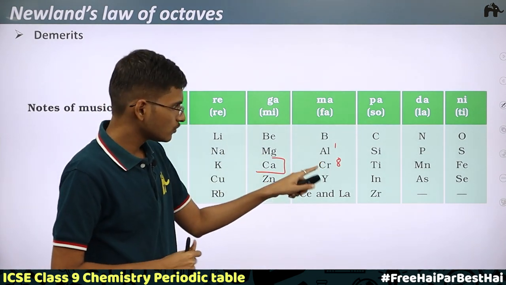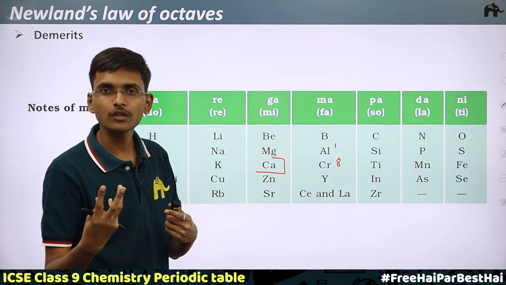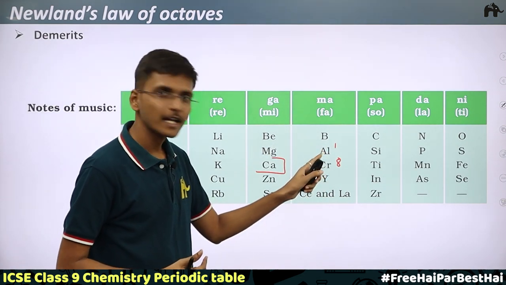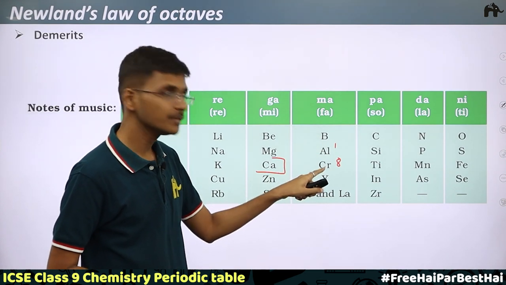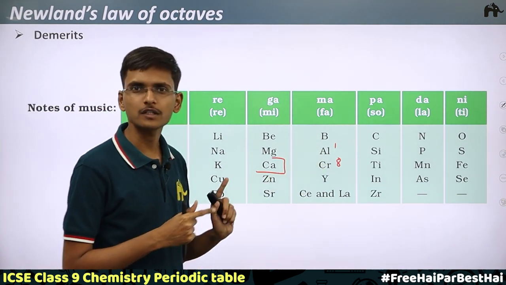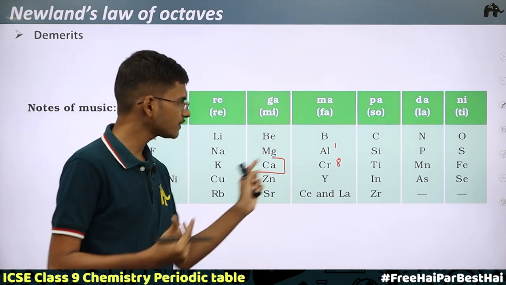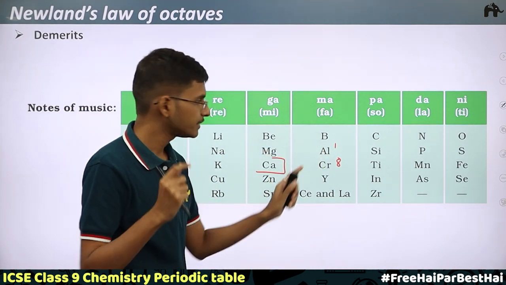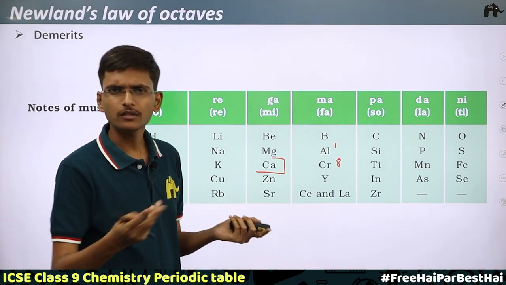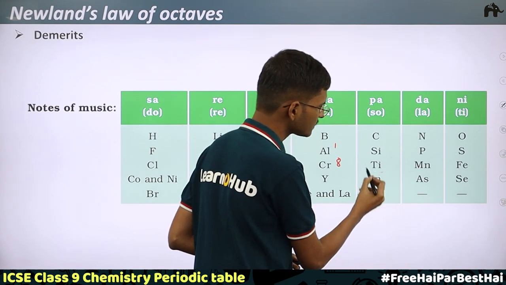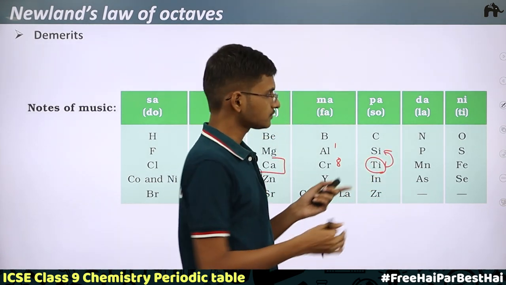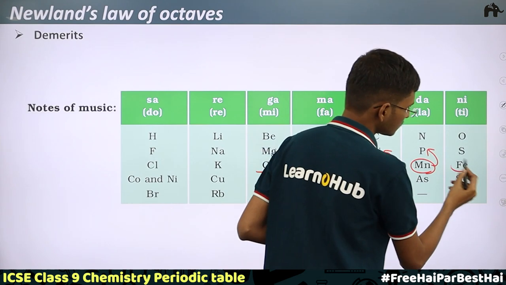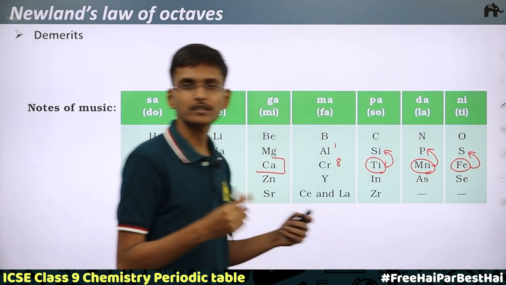After calcium, what Newland said was, if I start from an element, suppose aluminium, and reach the eighth element from it, then the eighth element's properties would be similar to the first. But this didn't work after calcium. When we take aluminium as the first element and move on to the eighth element, which is chromium, chromium's properties do not resemble aluminium. Neither does titanium resemble silicon, nor manganese resemble phosphorus, and iron's properties are also not similar to those of sulfur.